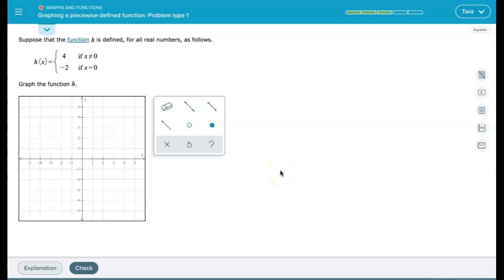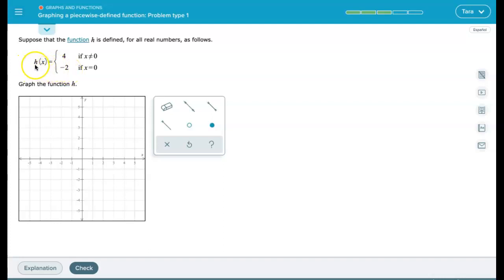Hi there! This video is meant to help you graph a piecewise defined function in ALEKS, and this happens to be ALEKS problem type 1. So this particular piecewise function has two pieces. Remember that h of x is just a fancy way of writing y. So my first piece is y equals 4, and my second piece is y equals -2.